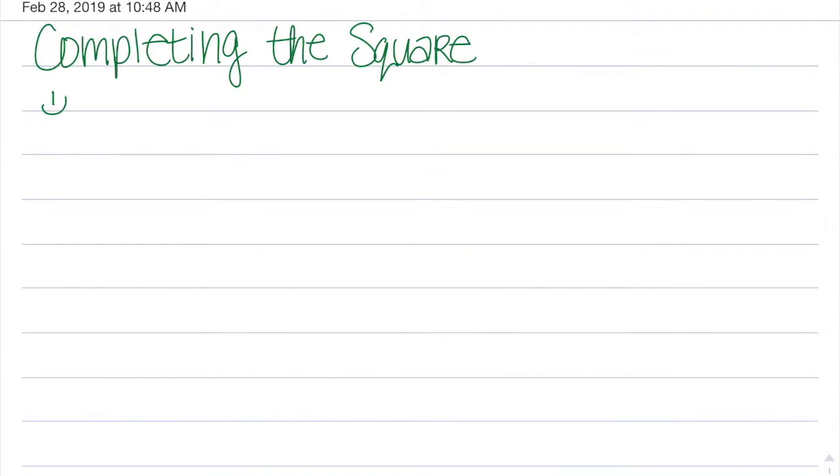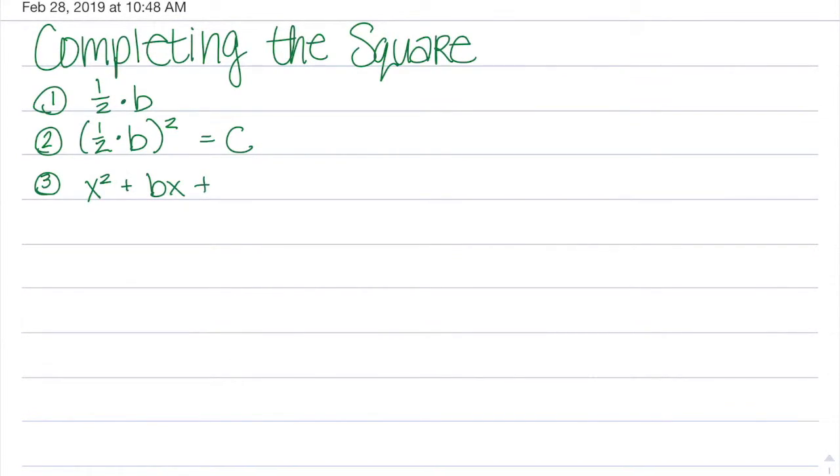Okay, so today we're going to keep talking about completing the square. Remember, your steps were to first take 1/2 times b, then you take whatever you got for step 1 squared, and that is c. Then, if we plug c back into what we had originally, our equation is x squared plus bx plus 1/2 b squared, and that factors to x plus 1/2 b squared.